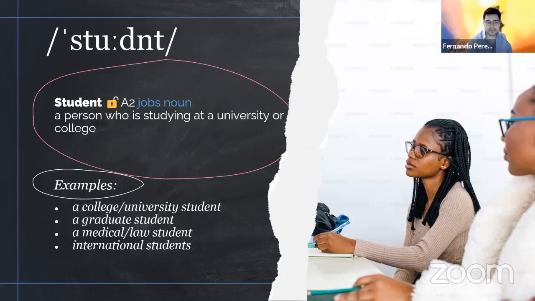Perfect. I like it. Examples? A college, university student. Oh, okay. Sorry. This symbol, the diagonal, the slash, this symbol is "or." Okay, perfect. Repeat. A college or university student. Very good. A graduate student. A medical or law student. International student. Very good.